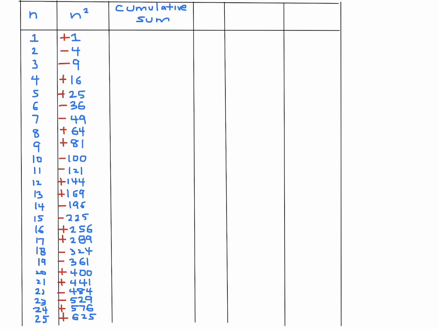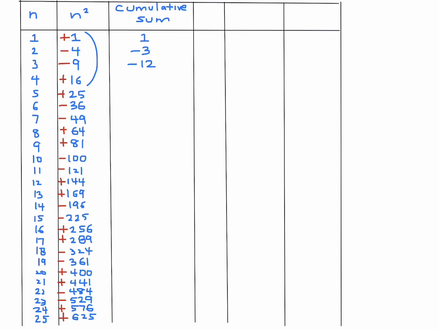Now, at every stage in here, we have to add up a sum. So, for example, for n equals 1, we only have one number so far. The cumulative sum is just 1. But then now, we got to add these two. 1 minus 4. So now we are at minus 3. Then we add the next minus 9. And that brings me to minus 12.